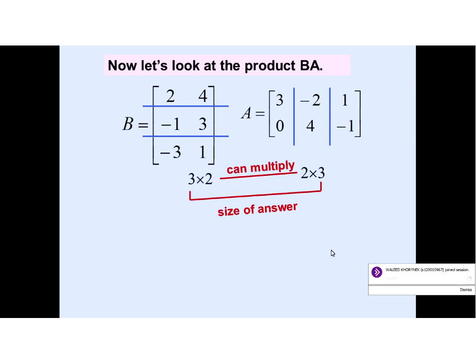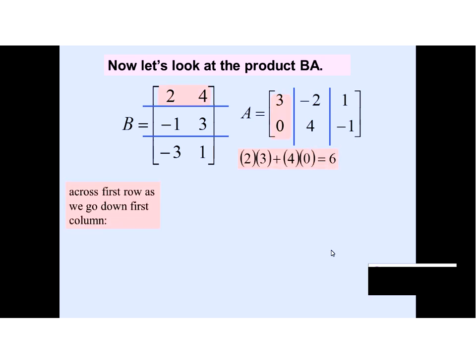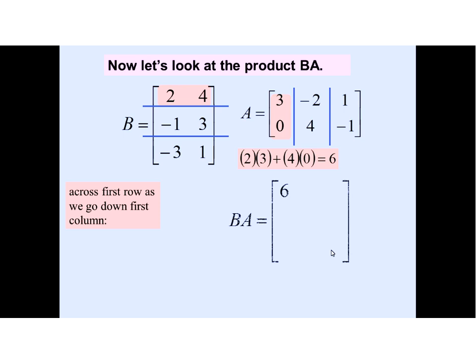We can go further and further. A 3 by 2 matrix can multiply a 2 by 3 matrix, and the size of the answer is 3 by 3. So this is the way of going across the first row. As we go down the first column, 2 into 3 plus 4 into 0, we get 6 as the first element.